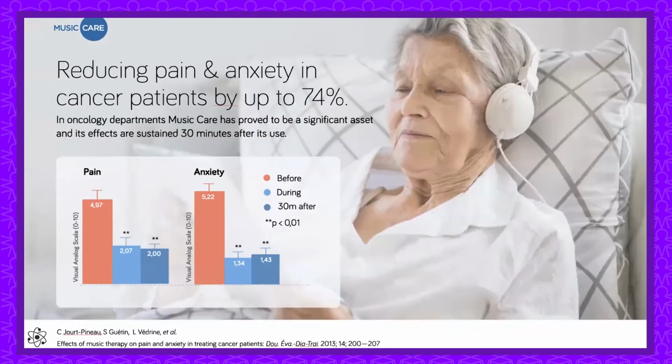We have used Music Care in different environments. One environment where we've seen one of the highest success rates is in oncology. We have seen that we can reduce pain and anxiety in cancer patients by up to 74%. This was a clinical trial, so you can really see the effect of Music Care when it's applied properly and in the right setting.